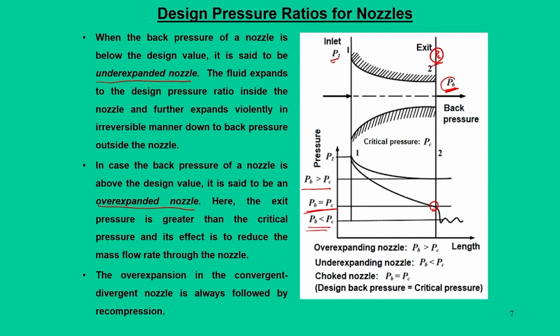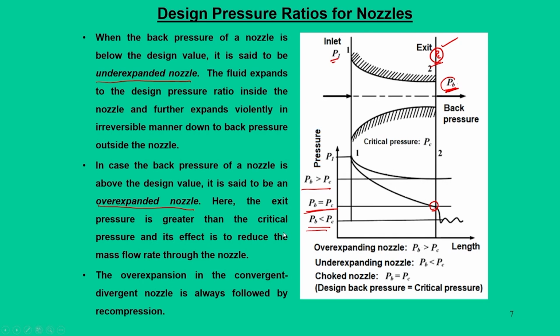And how does it happen? It happens in an irreversible manner, till the flow achieves the back pressure conditions. But in case the back pressure of the nozzle is above the design value, which we call PC, then it is said to be an over expanded nozzle. So, here the exit pressure is greater than the critical pressure.